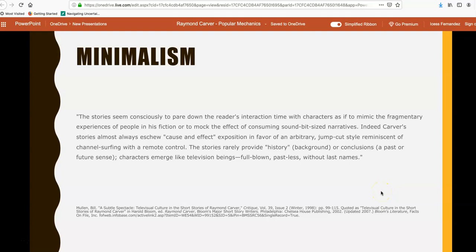So here is something that we need to think about. Carver's stories almost always talk about cause and effect, and it lends itself to minimalism very easily. What caused this? What is the effect? And he actually leans more towards the effect, because the cause isn't really the thing, because cause lays blame, right?